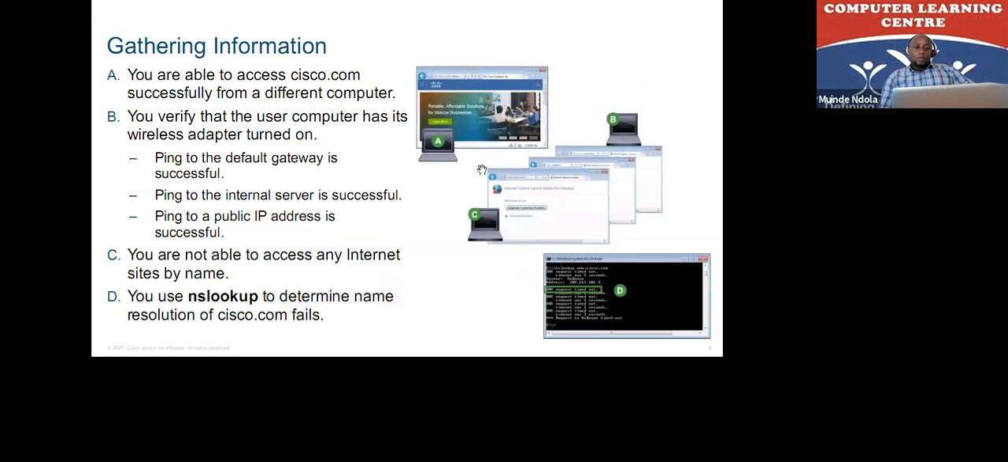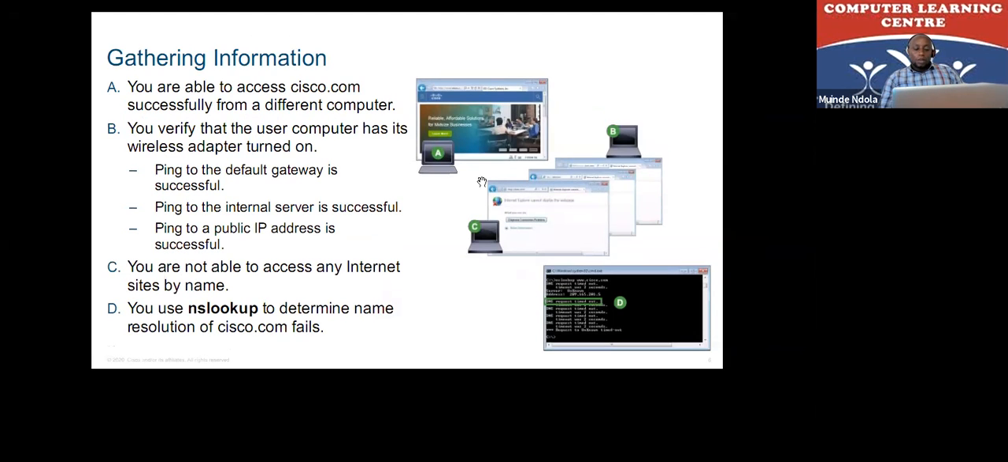So, gather the information. You are able to access cisco.com successfully from a different computer. So that now means what? It means that it is an isolated case. If from a different machine I can access cisco.com, but from your machine I cannot, that means the problem is only within your machine. It's not with the other people. The problem is only with that single user and not with everyone else in the network.